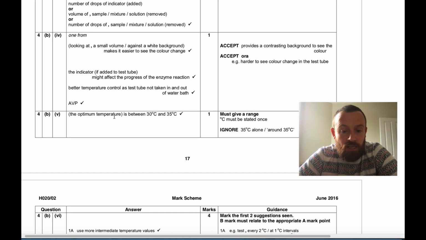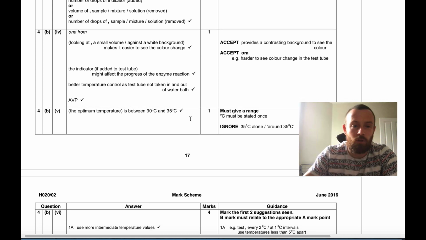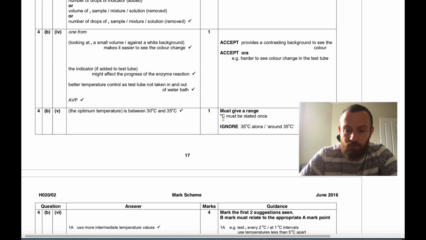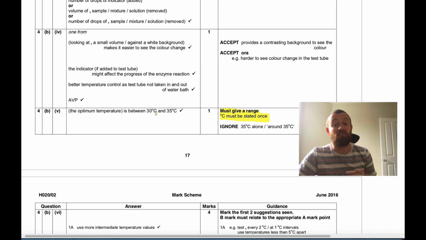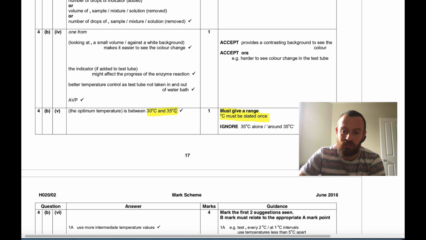Yeah, the optimum temperature is between 30 and 35. Oh, look at that. Sometimes we've got to have this: degrees C must be stated once. They're very picky on this, okay? So don't just say the optimum temperature is between 30 and 35. You've got to use the units: between 30 degrees C and 35 degrees C. Ignore "around 35". Yeah.